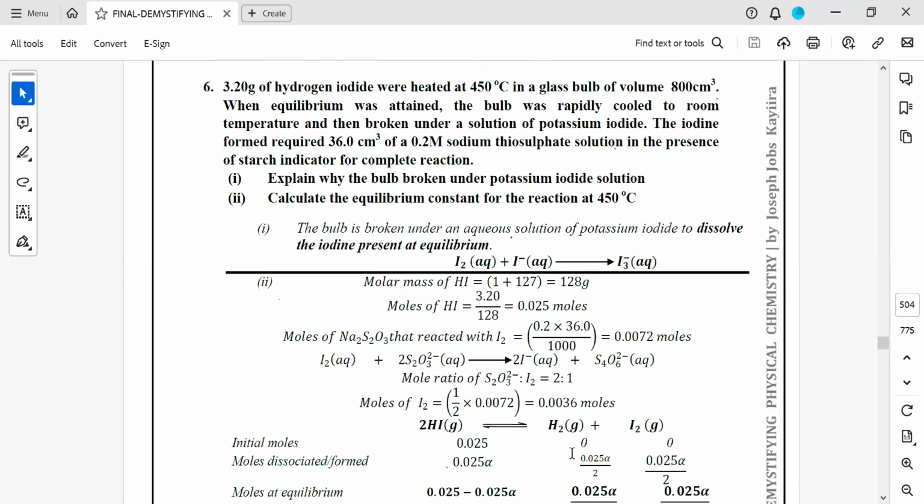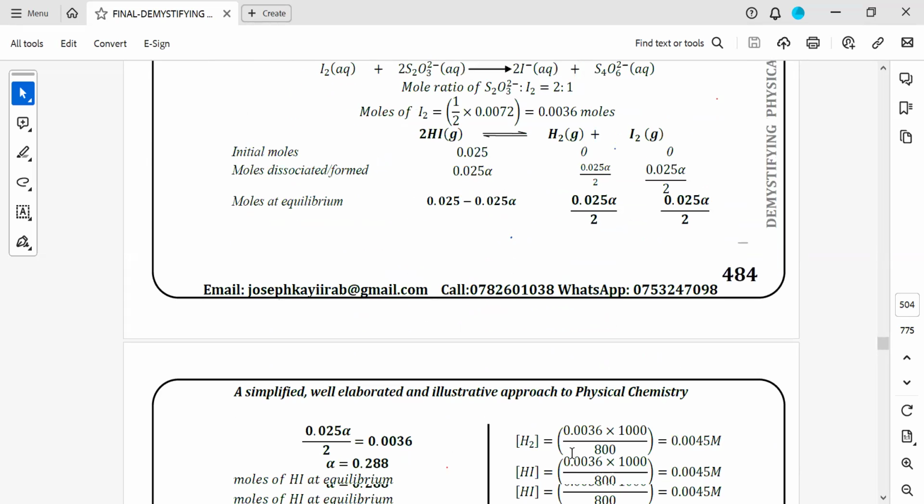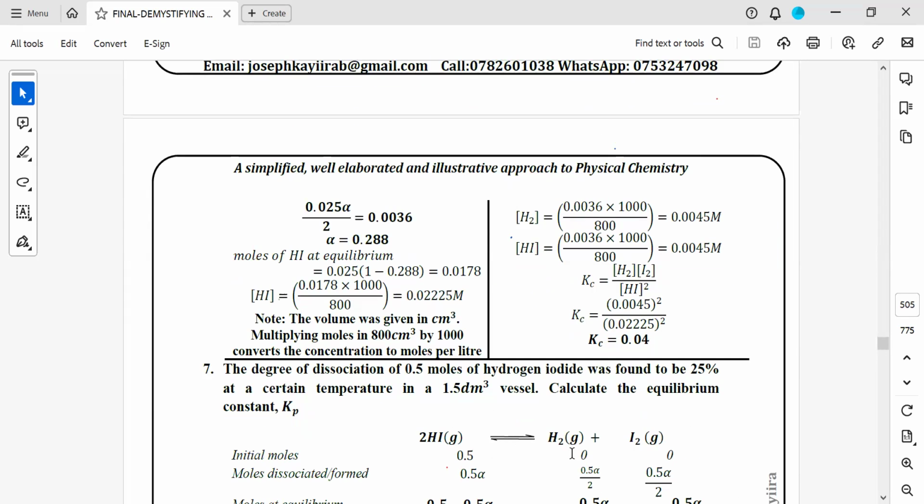So maybe briefly, I want us to copy that question plus this question here. Please don't xerox the answers as yet. First try out. The degree of dissociation of 0.5 moles of hydrogen iodide was found to be 25% at a certain temperature in a 1.5 decimeter vessel. Calculate the equilibrium constant.